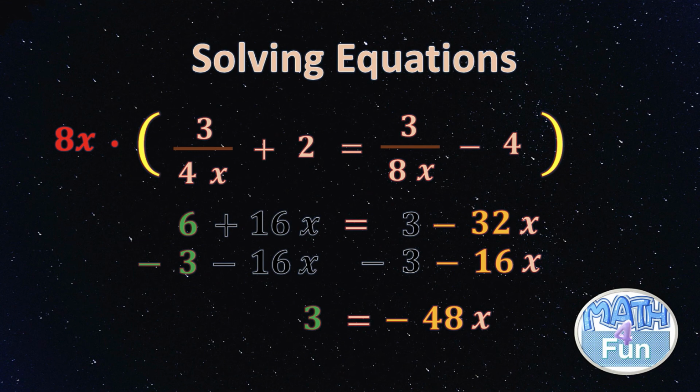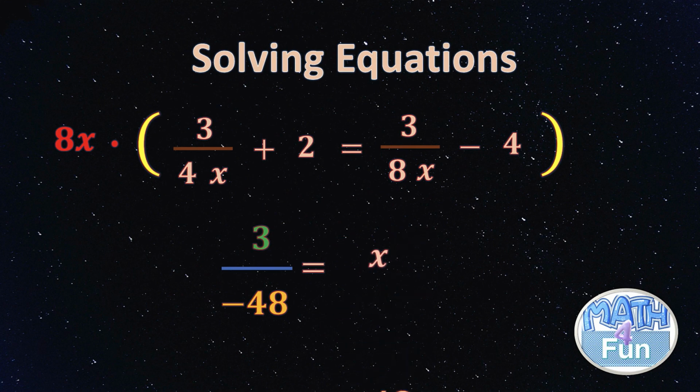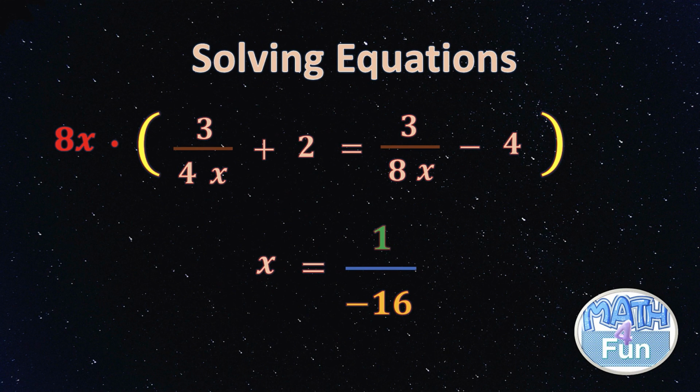How to remove it? We can divide both sides of the equation by negative 48. And then negative 48 and negative 48 will give you 1. And then you're left with x equal to 3 over minus 48. We can simplify more. How do we do that? We can divide the numerator and the denominator by 3. You're left with 1 over minus 16. And we can switch. So x would be equal to 1 over negative 16.